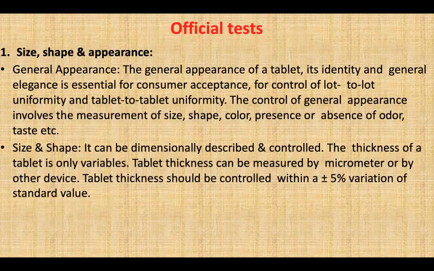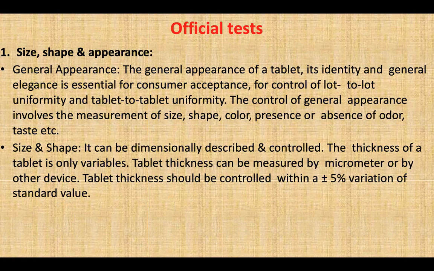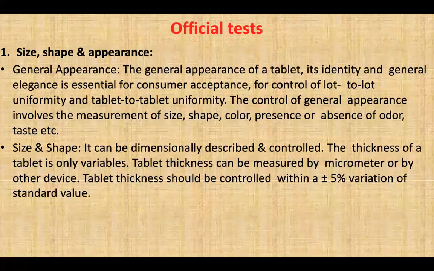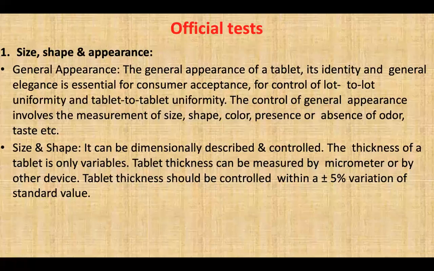In the official tests, first, how to check the size, shape, and appearance of a tablet formulated under a certain pharmacopoeia. So first, you have to do the physical test, general appearance. The general appearance of a tablet, its identity and general elegance, is essential for consumer acceptance. For control of lot to lot uniformity and tablet to tablet uniformity, it has to be checked. The control of general appearance involves the measurement of size, shape, color, appearance, or absence of odor or taste.